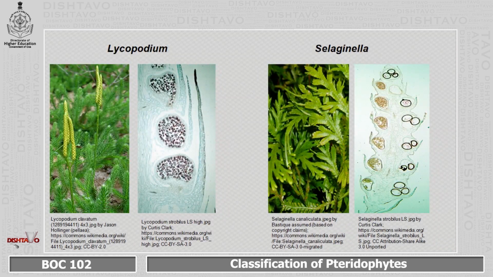Seen in the picture are Lycopodium and Selaginella. Lycopodium is a homosporous pteridophyte. Seen in the second picture is a section of the cone of Lycopodium, where it is evident that all the spores are of the same type. That means the pteridophyte is homosporous.